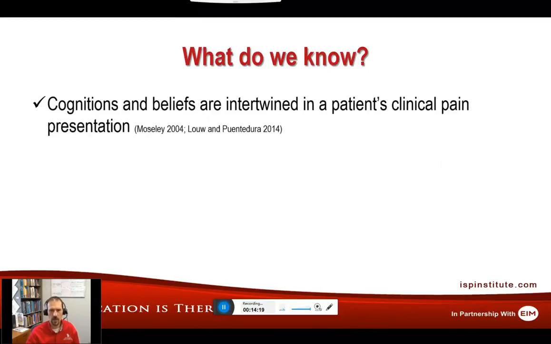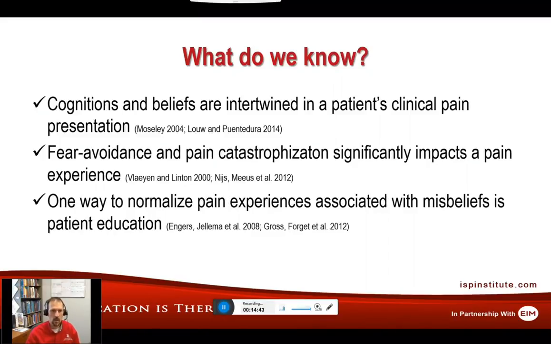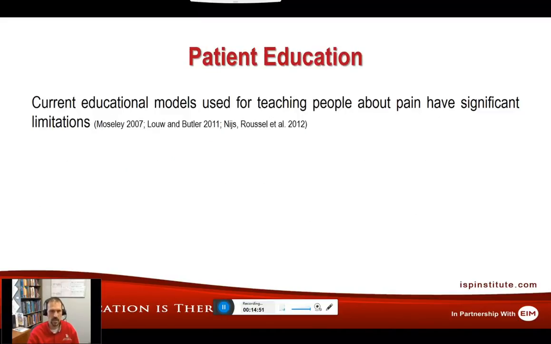So here's some things that we know about pain: cognitions and beliefs are highly intertwined with a clinical pain presentation. What a person thinks and believes has a large percent to do with how their clinical pain presentation is going to present. Fear avoidance and pain catastrophization are two very significant constructs that have been studied that we know significantly impact an overall pain experience. And one way to normalize a pain experience associated with misbeliefs can be through pain education and patient education.